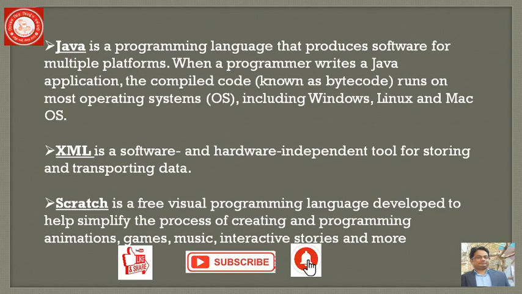Now we are going to understand what is Java. Java is a programming language that produces software for multiple platforms, and that is used for creating APIs. Java is mandatory for API, application programming interface. Whatever interface you see on mobile phones is created in Java. When the programmer writes a Java application, the compiled code, called bytecode, runs on most operating systems.